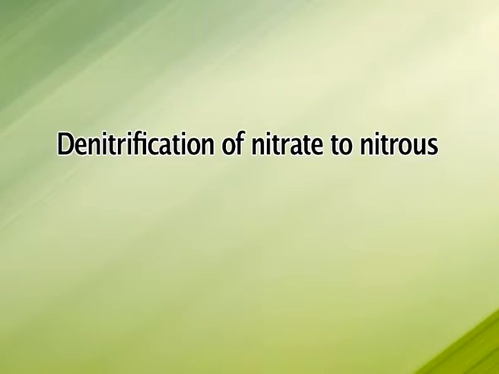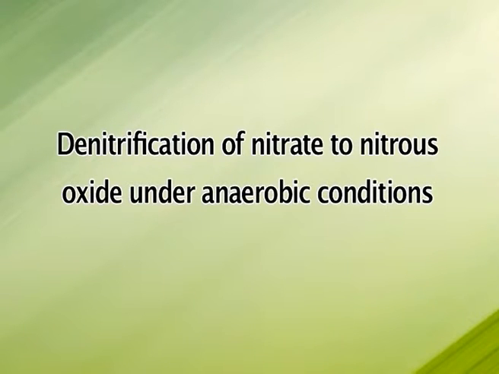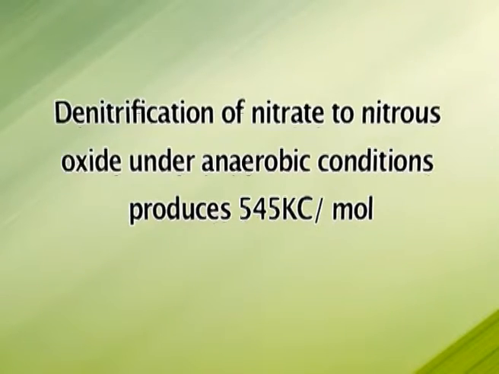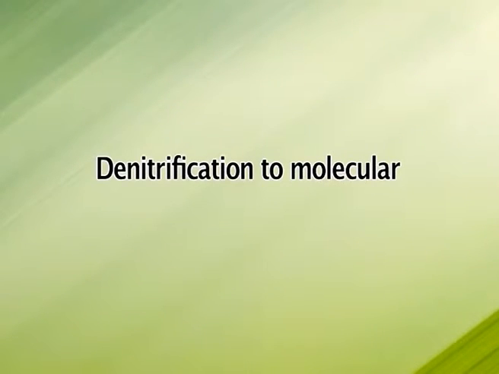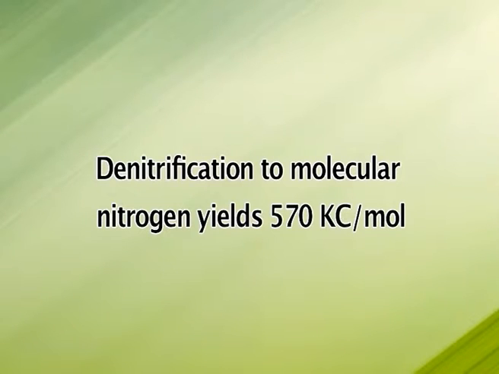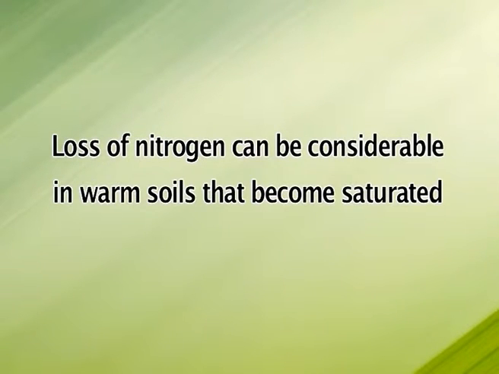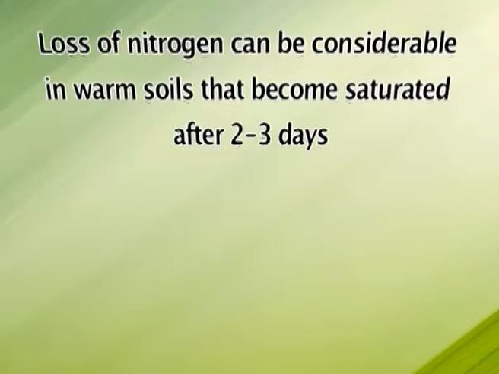Denitrification of nitrate to nitrous oxide under anaerobic conditions produces 545 kilocalories per mole, whereas denitrification to molecular nitrogen yields 570 kilocalories per mole. Denitrification is favored in soils with ample quantity of organic matter to support the bacterial growth under anaerobic conditions. Loss of nitrogen can be considerable in warm soils that become saturated after 2 to 3 days.